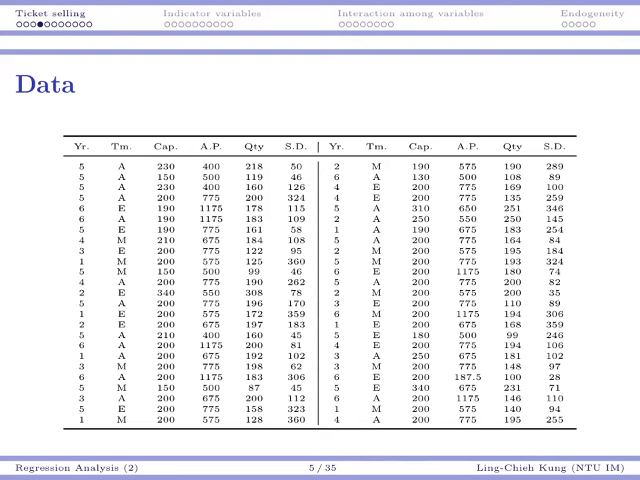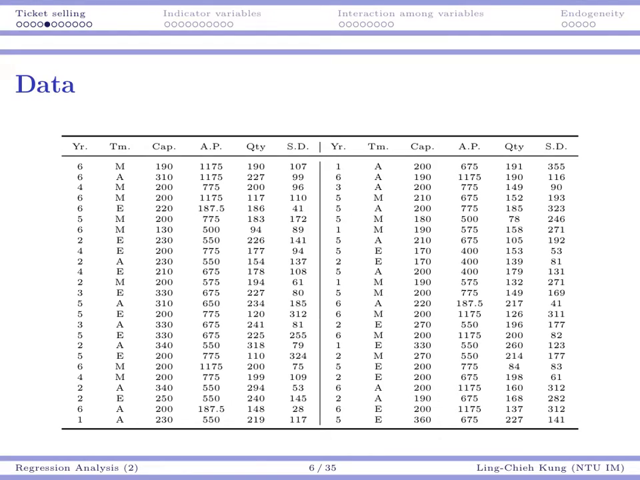And we have capacity mostly around 200, sometimes a little bit larger, sometimes a little bit smaller. Average price is also somewhat different. Sometimes the theater tried to increase the price, and we want to see whether that has some negative or positive impact. Sales quantity is here. Obviously, it's not going to be larger than the capacity, and we have sales duration. Sometimes it's short, sometimes it's long.